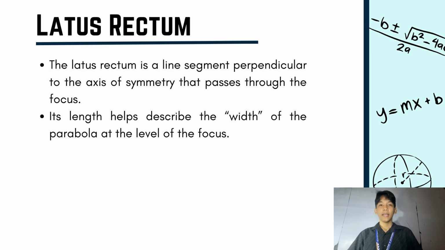And lastly, the latus rectum. The latus rectum is a line segment perpendicular to the axis of symmetry that passes through the focus. Its length helps describe the width of the parabola at the level of the focus.